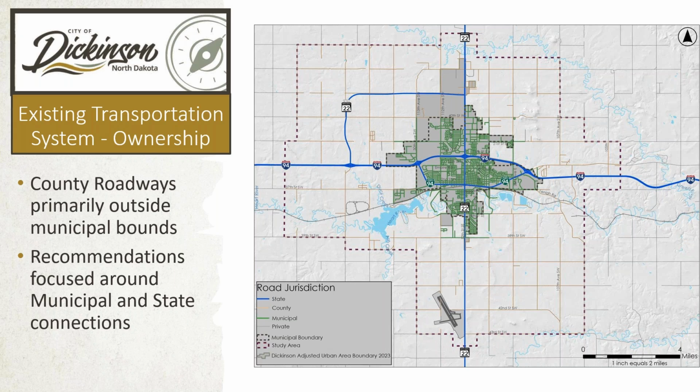Really the recommendations focused in that urban area for municipal and state connections, but the county still had some input around the airport there on the south and some development around there, as well as connections into the state system at I-94, especially on the western side of town, where North Dakota 22 comes off to the north, and that county connection to the south.